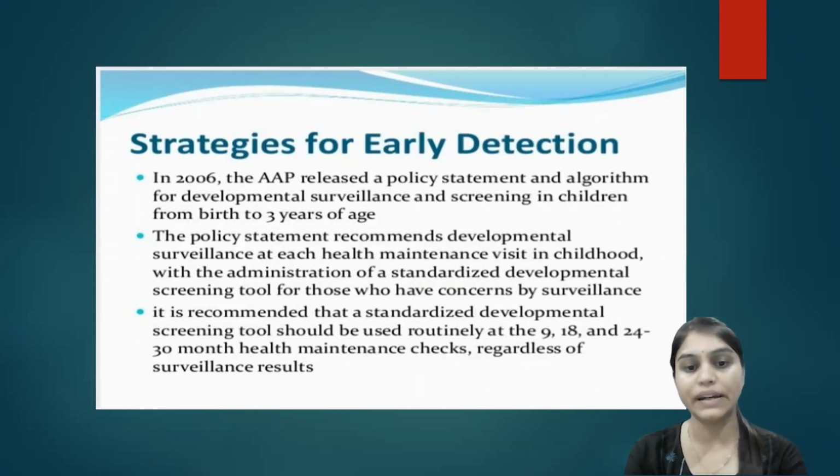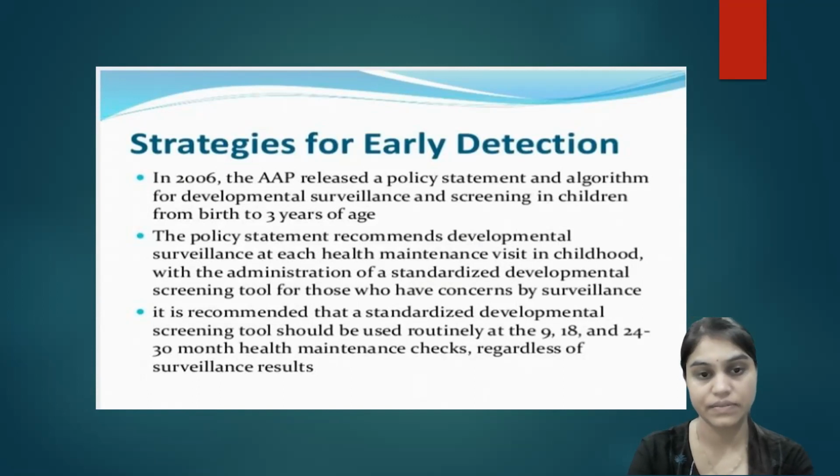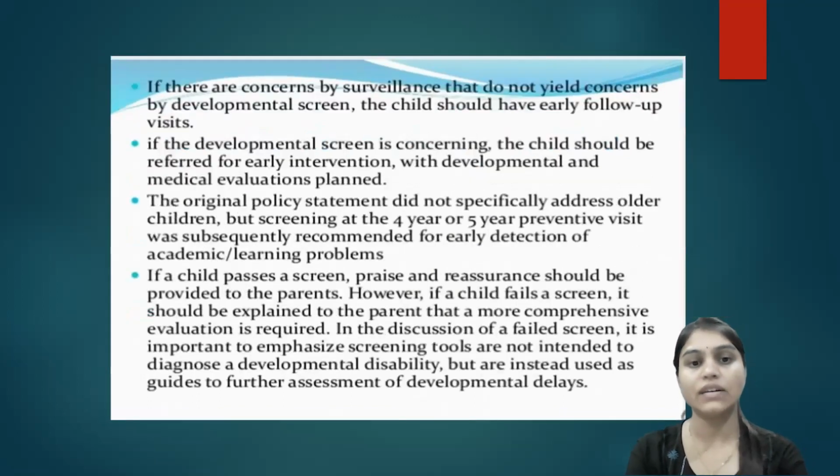It is recommended that a standardized developmental screening tool should be used routinely at the 9, 18, and 24 to 30-month health maintenance checks, regardless of surveillance result. If there are concerns by surveillance that do not yield concern by developmental screening, the child should have early follow-up visits. If the developmental screening is concerning, the child should be referred for early intervention with developmental and medical evaluation plan.